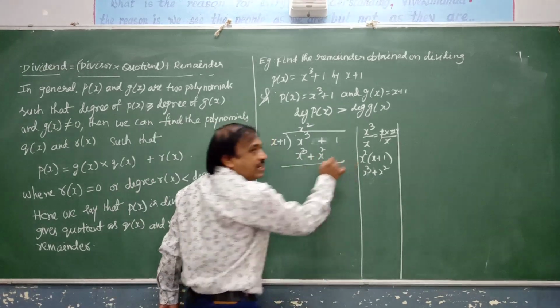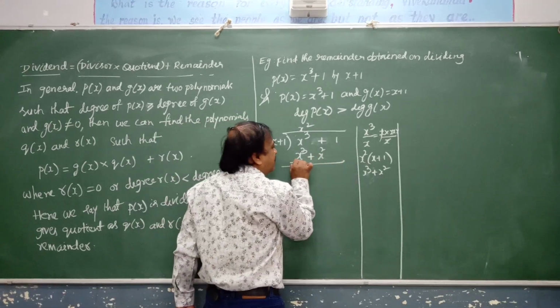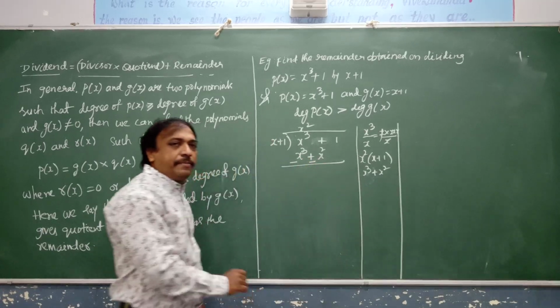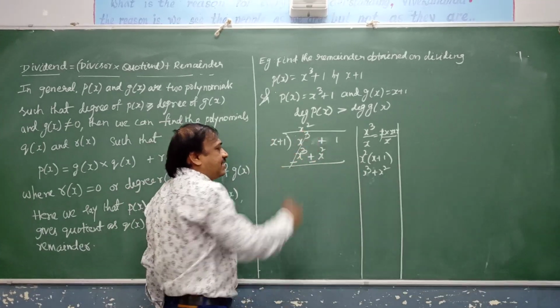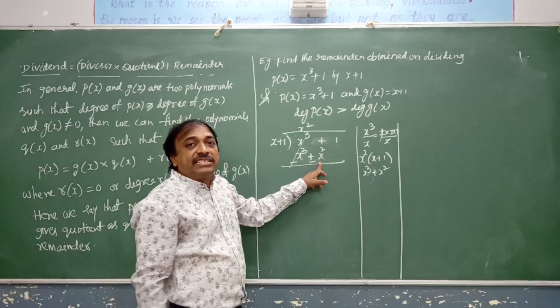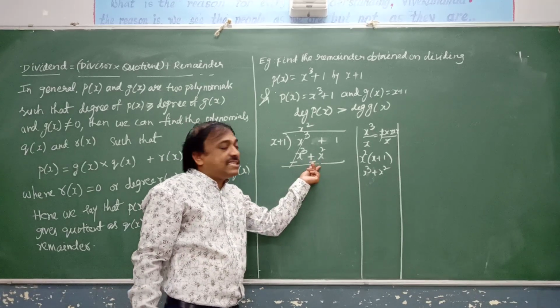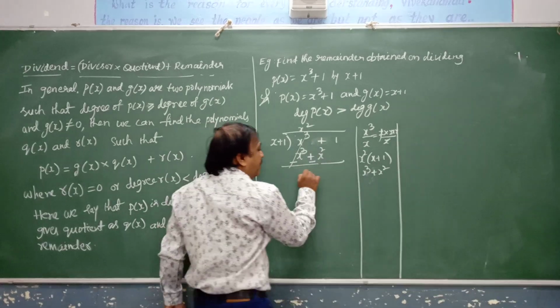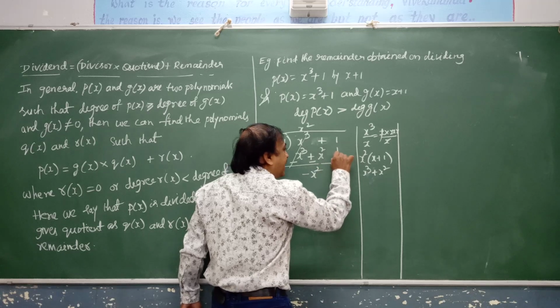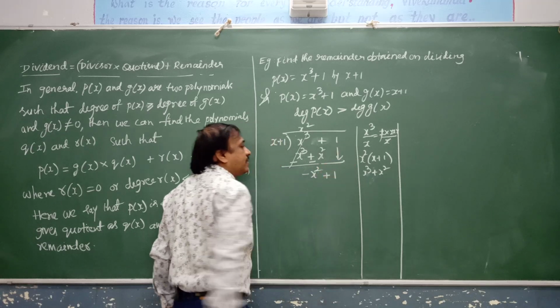Now, when you subtract, these two terms get cancelled, and there is no other term, it is only minus x squared. So minus x squared. Bring down this term, plus 1.